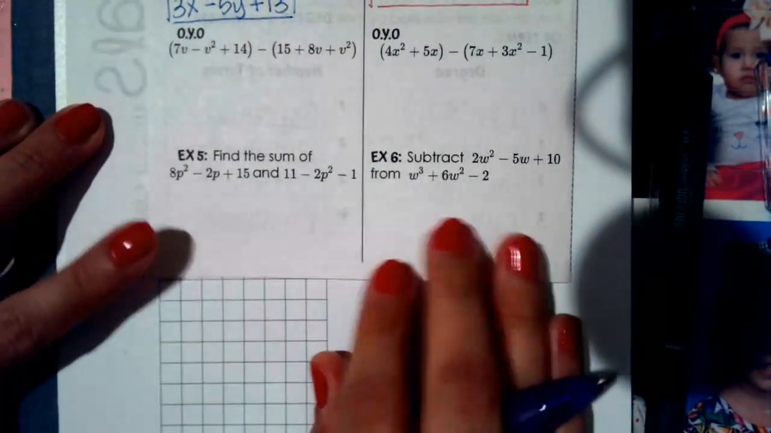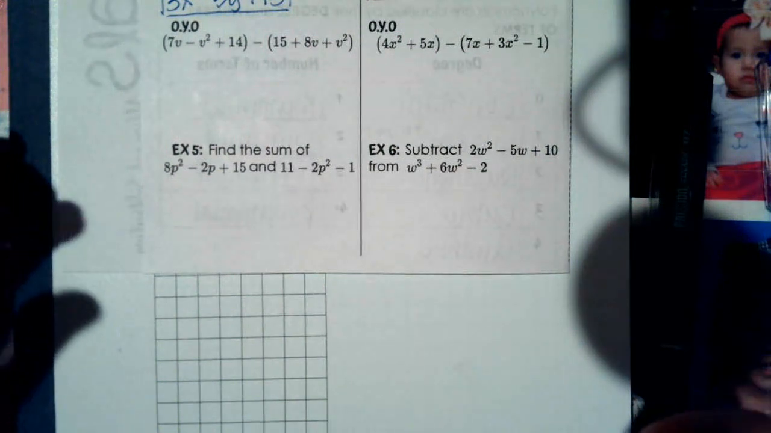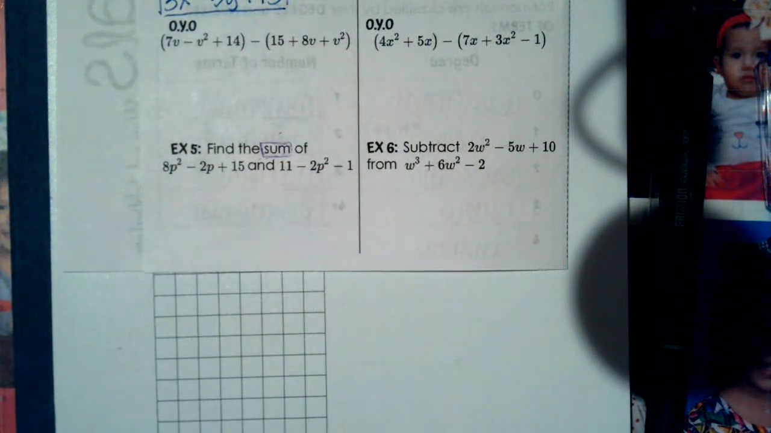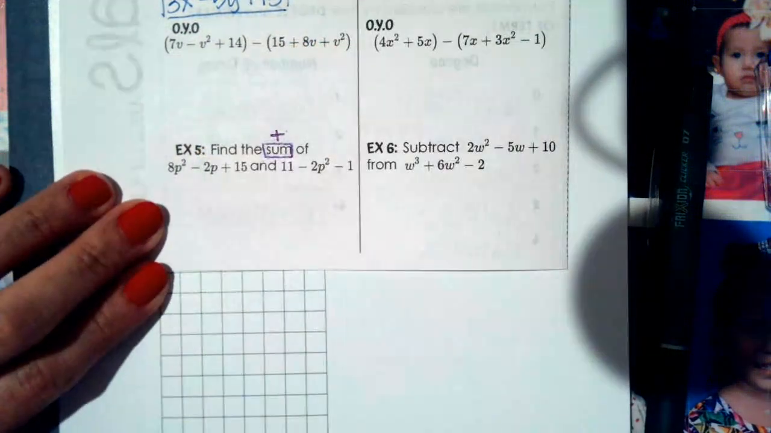The final portion is down here at the bottom with these two semi-word problems, but they're not necessarily word problems. Example 5 says, find the sum. This is a word you should know. Sum means it is an addition problem.